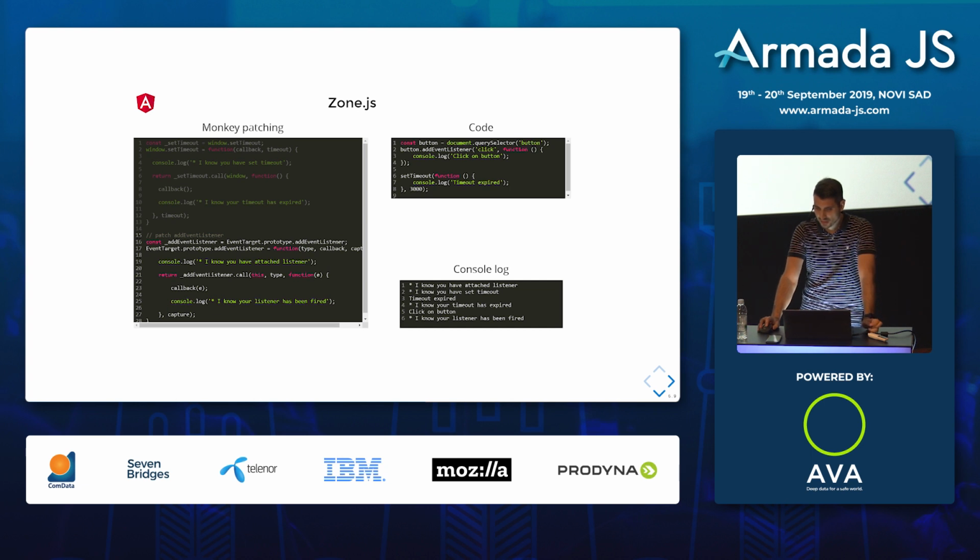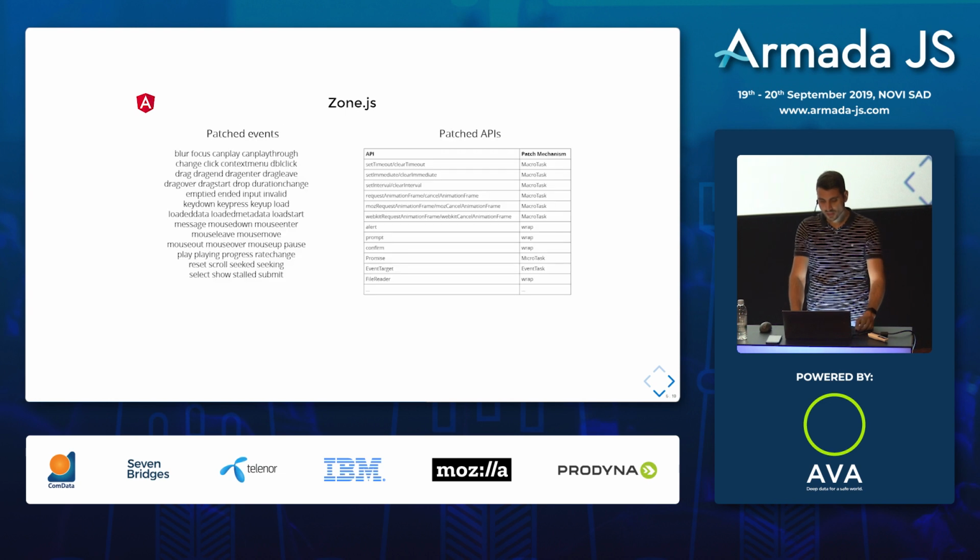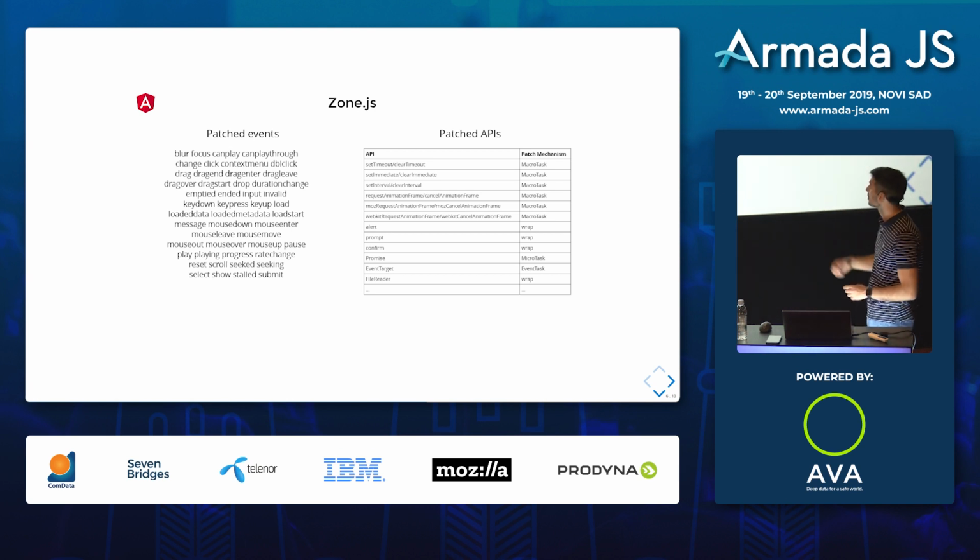At the moment when we attach the event listener, it can do something. In this case, it just prints out: I know that you have attached an event listener, I know that you have started a timeout. When the timeout expires, it knows that the timeout has expired, and so on. So it actually patches all those events. This is not the complete list.